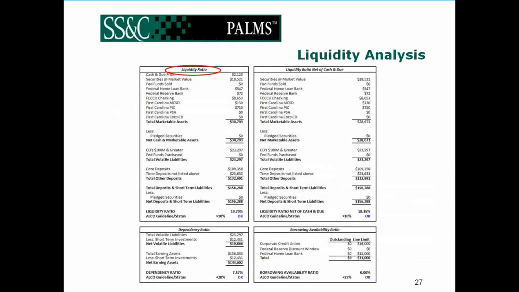The liquidity analysis report is a report that has been around for quite some time. However, it's received a bit of popularity in recent years due to the liquidity crisis. We can see here that on our PALMS report, it offers liquidity ratios as well as dependency ratios. It can also help check in with the solvency of an organization and its health.